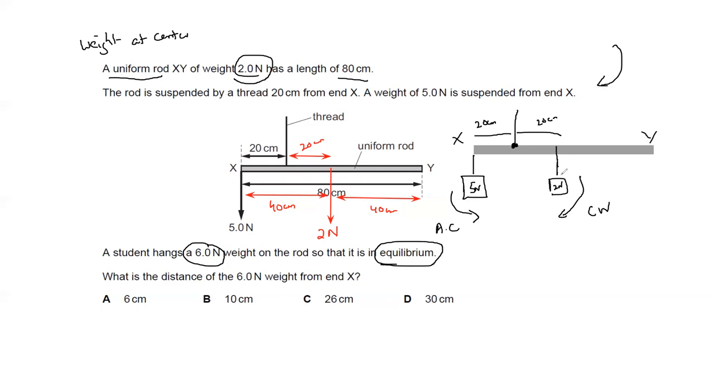Because right now the clockwise moment is smaller. That's 2 multiplied by 20, which is 40. And the anti-clockwise moment is 5 multiplied by 20, that's equal to 100. So where should I attach a 6 Newton load? On the right hand side or on the left hand side? So I should attach it on the right hand side. So we should attach a 6 Newton load on the right hand side, and the distance from the pivot or the thread is x.